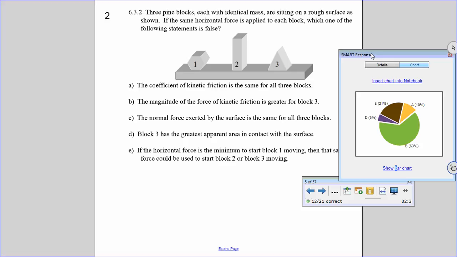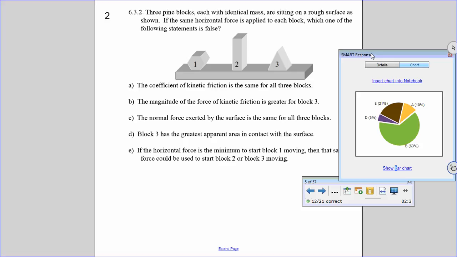Yeah, so here's the deal, you guys. They're all made out of the same thing. Pine blocks are all on the same surface, so they're all going to have the same coefficient of friction. The normal force is going to be the same because they all have the same mass, therefore the same weight, therefore the same normal force. Clearly, block 3 is the biggest area, right? I guess I shouldn't say clearly, but it's supposed to.